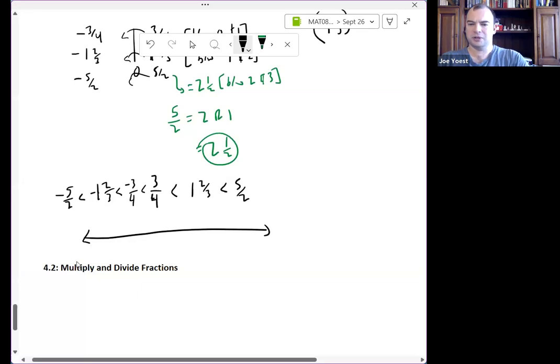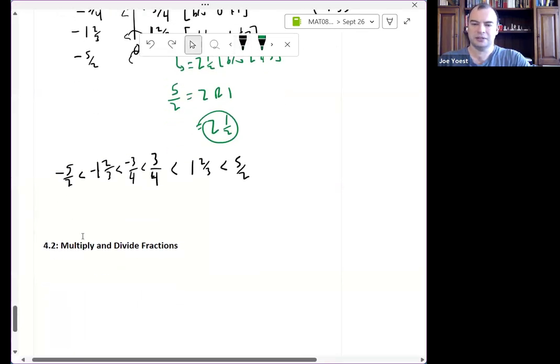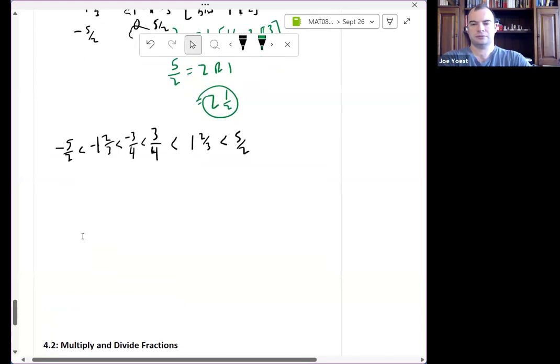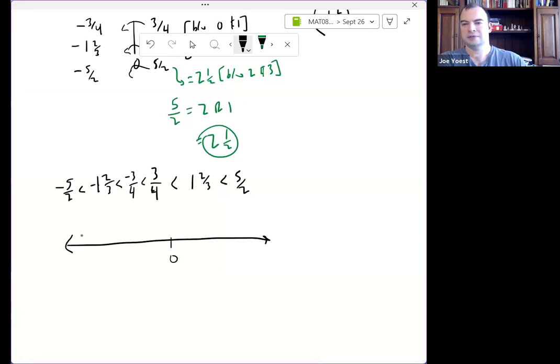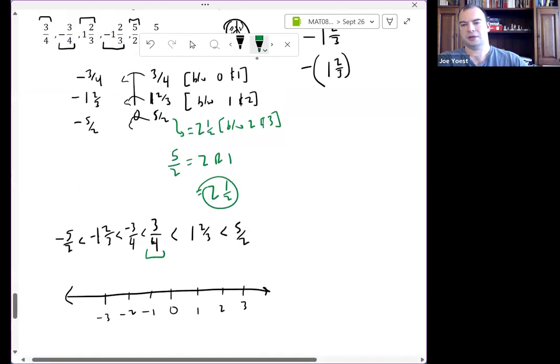Or if we were to draw this on a number line, I think I actually need a little more room than that. Let's put 0 here. And we have 1, 2, and 3. -1, -2, and -3. So I know 3/4 is between 0 and 1. That's what I had set up here. So it's somewhere in this interval.